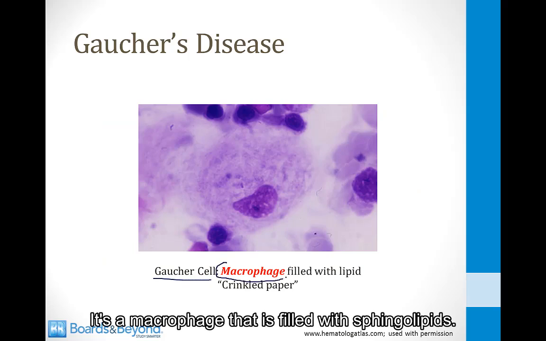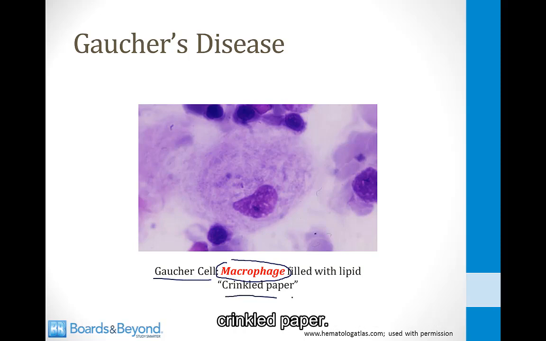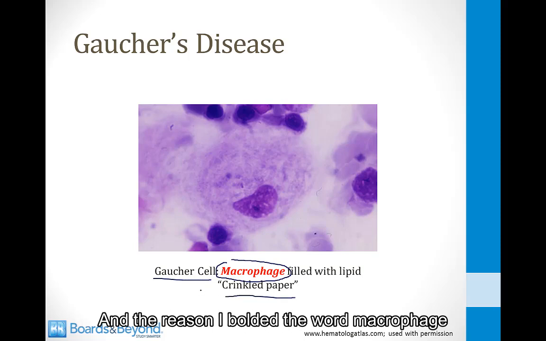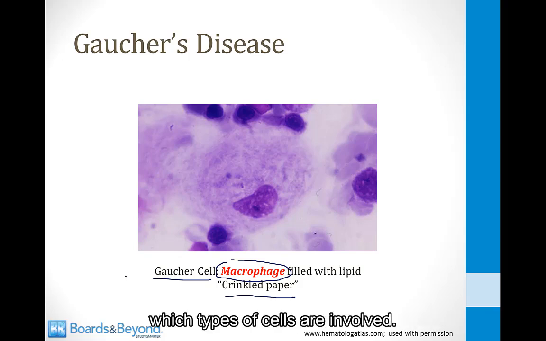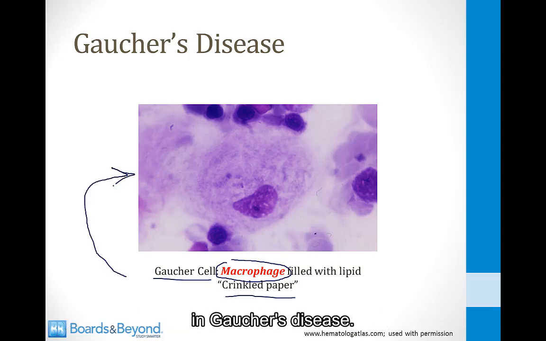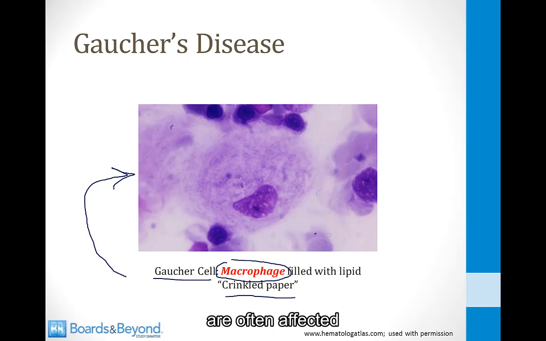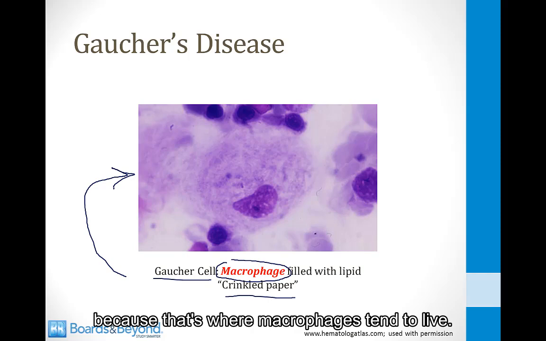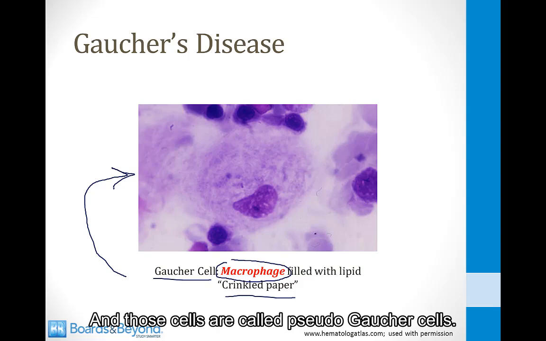This is a picture of a Gaucher cell. It's a macrophage that is filled with sphingolipids. It's described as having an appearance that looks like crinkled paper, and the reason I bolded the word macrophage is because sometimes the board simply wants you to know which types of cells are involved, and you should remember that macrophages become abnormal in Gaucher's disease, and that can help you remember that the liver and spleen are often affected because that's where macrophages tend to live. You can see cells that look somewhat like this in certain forms of leukemia, especially chronic myeloid leukemia, and those cells are called pseudo-Gaucher cells.